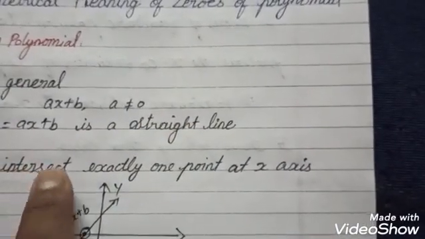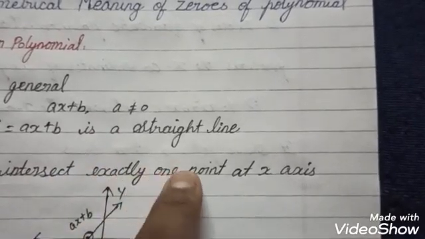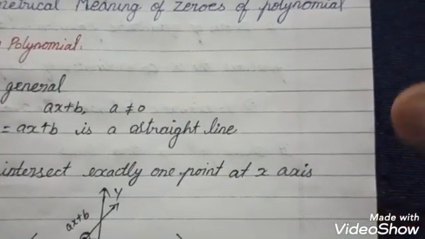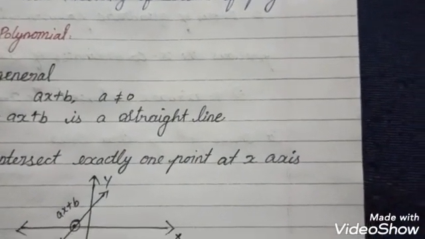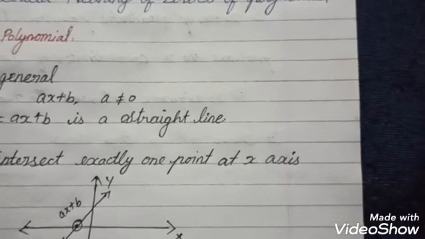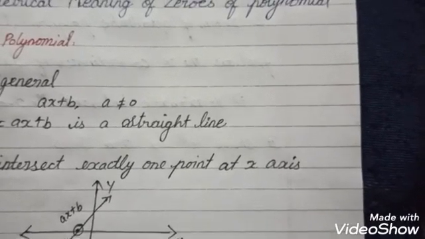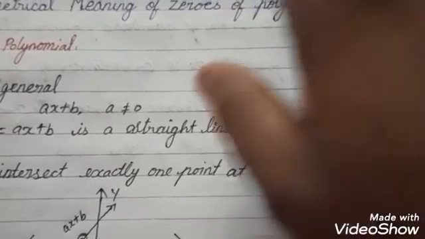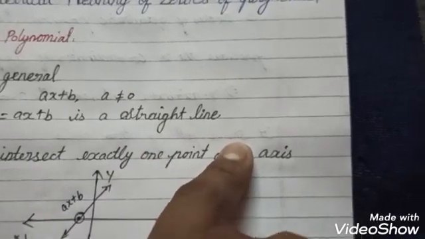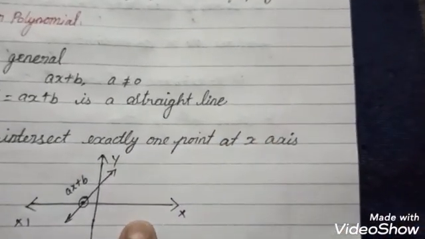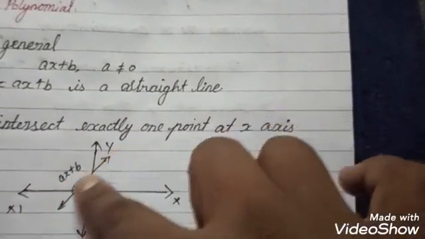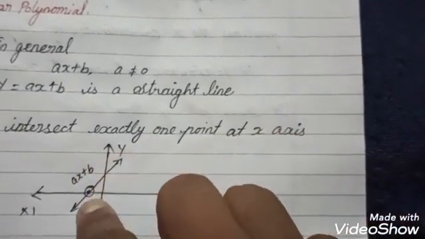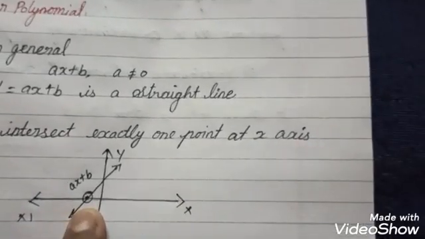So it intersects the x-axis at exactly one point. It may be a horizontal line, it may be a vertical line. Horizontal in the sense it intersects only the y-axis. It may be above the x-axis or below the x-axis. To show that it intersects at exactly one point, you have to see the graph. So this straight line, ax plus b, the general form of a linear equation, can intersect at only one point.